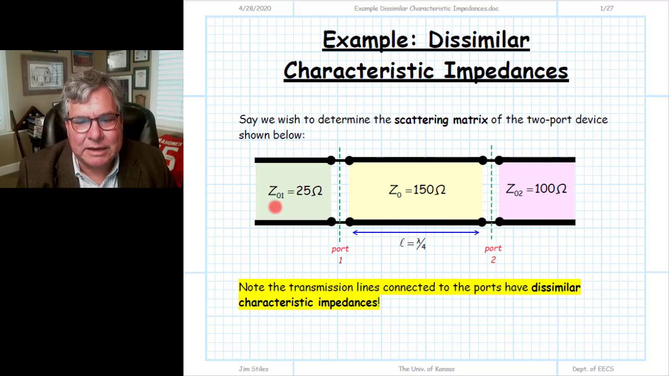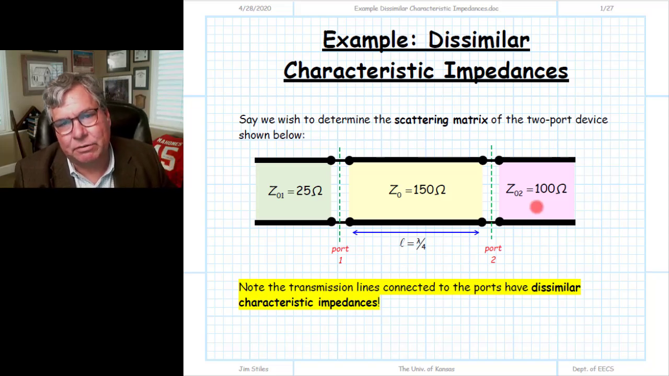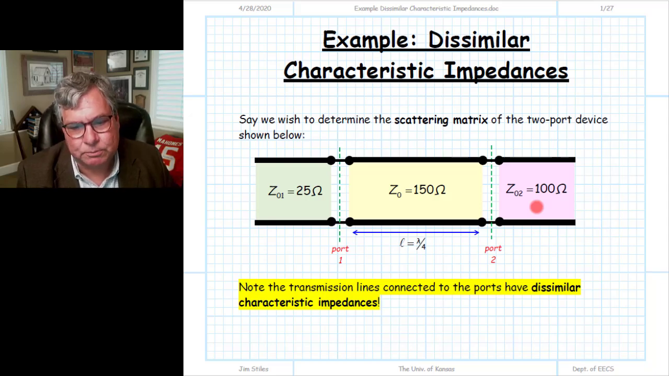And again, the unique thing here is that this transmission line characteristic impedance of 25 ohms is different than the characteristic impedance of the other transmission line on port 2.